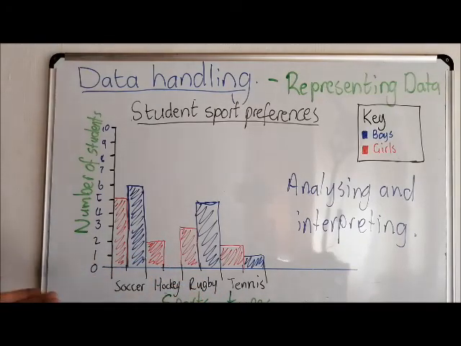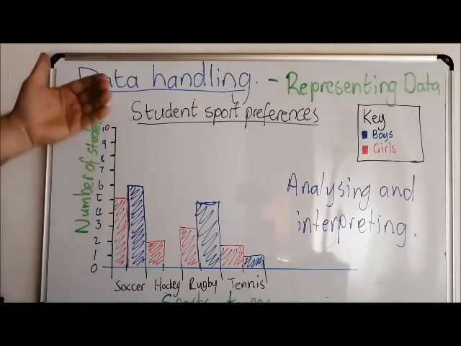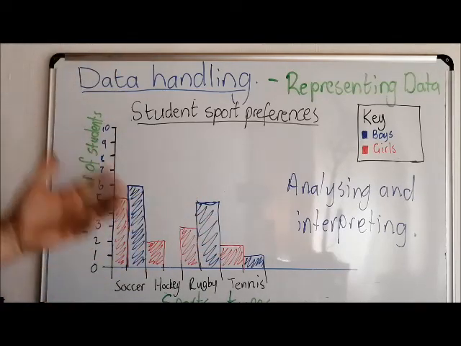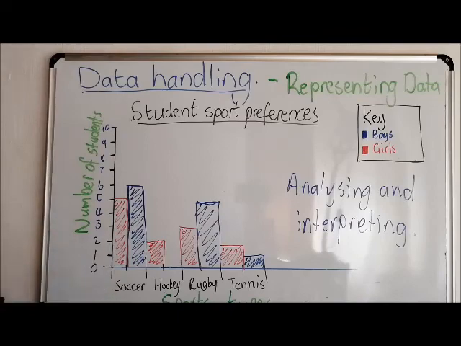So I've analyzed my data and I've interpreted it and I've said, okay, if I'm going to build facilities, I'm going to build soccer and rugby facilities. Okay, so there, I've represented my data in a bar chart, I've analyzed it and interpreted it. Okay, I hope that makes sense.